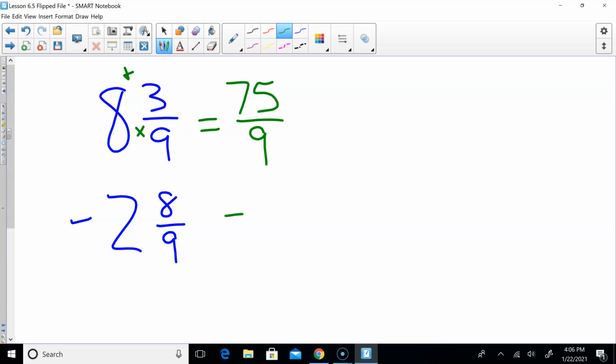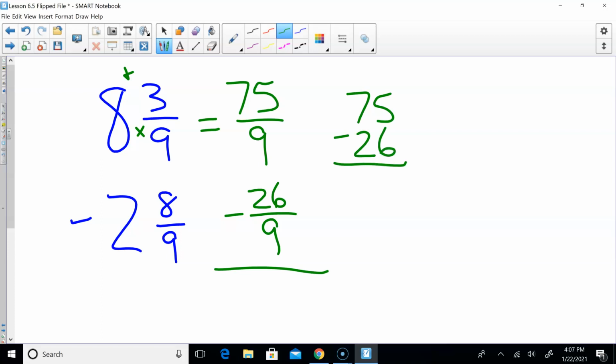Minus, well, I do the same thing for the bottom number. 9 times 2 is 18, plus 8 is 26/9. Now I can subtract 75 minus 26. And that's going to give me, we've got to regroup here. This turns into a 15. This makes that a 9. 6 minus 2 is 4. So this will give me an answer of 49/9.